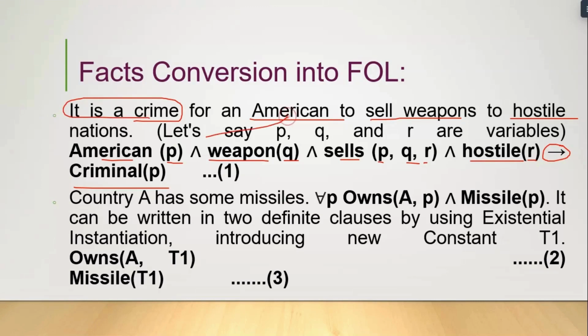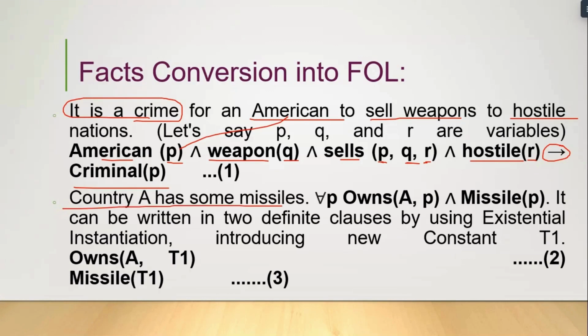American of P, weapon of Q, and sell of PQR. So sell of PQR: P is an American, Q is a weapon, R is hostile, which implies criminal. Country A has some missiles.